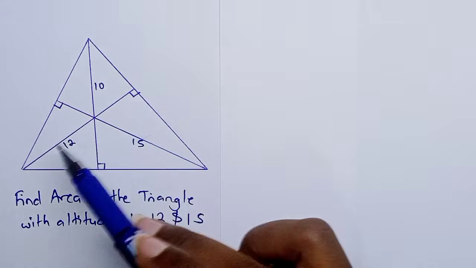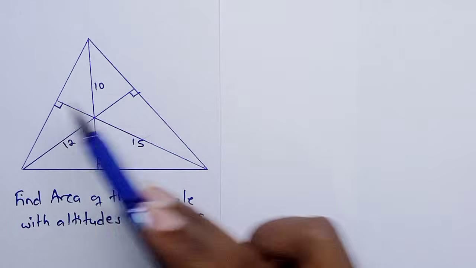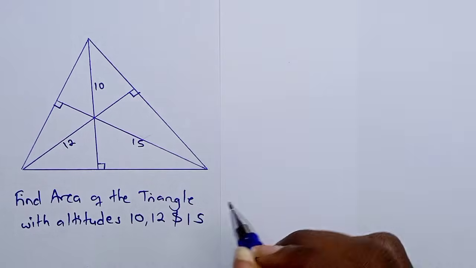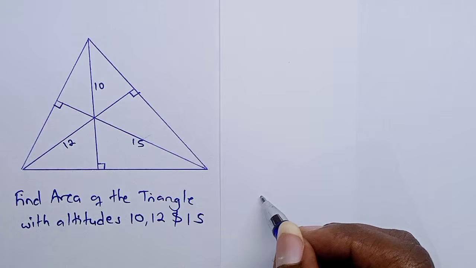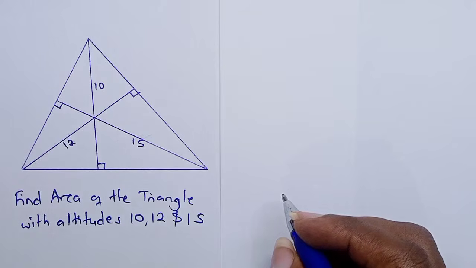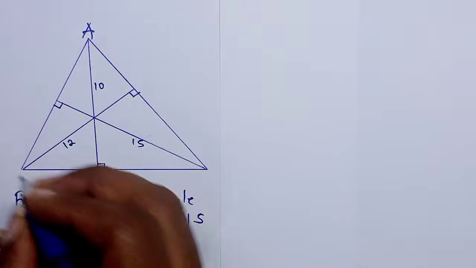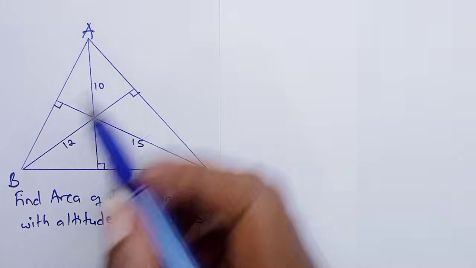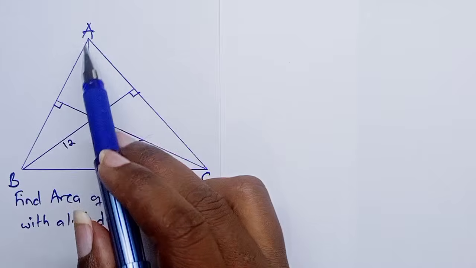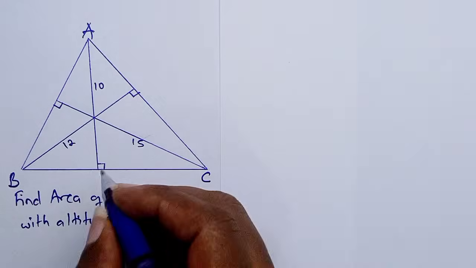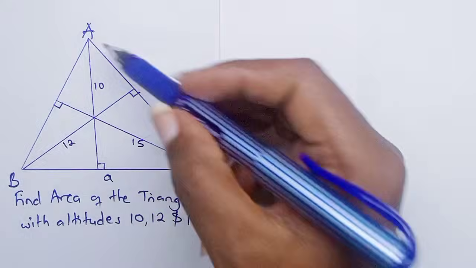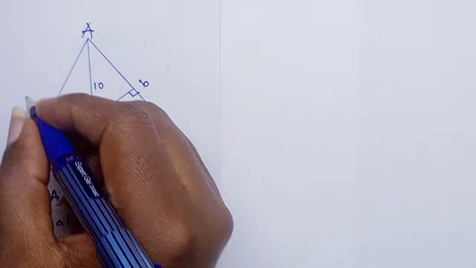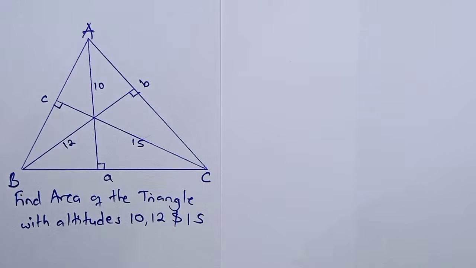Remember, these are heights, so this is 90 degrees, 90 degrees, 90 degrees. With that, we are required to find the area of the triangle. First, we're going to label the points of the triangle. Let this be A, B, and this C. Now let the side opposite to the angle at A, BC, be a, then AC let it be b, and BA let it be c.